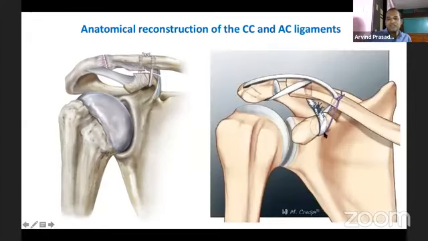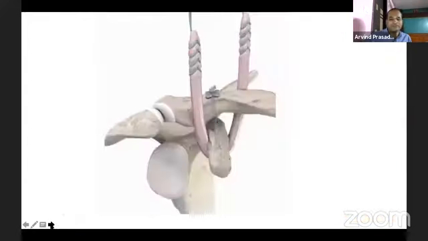This is another technique where the graft was looped around the coracoid and a hole was made in the clavicle, and the same graft was passed over the acromion so that the AC part was also reconstructed and supplemented with fiber tape.